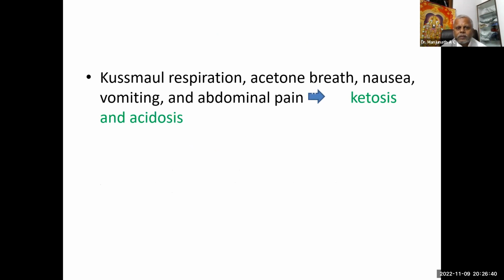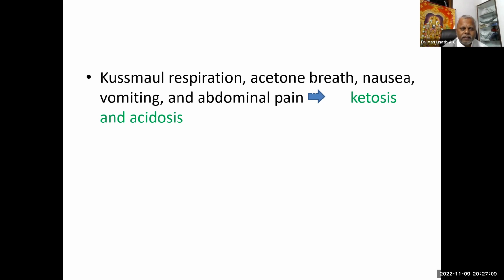The characteristic Kussmaul respiration and acetone fruity breath are common findings in case of a severe one because of the secretion of ketotic acid from the lungs. The nausea and vomiting is sometimes an accompanying symptom, which will further worsen the electrolyte abnormality that we'll see later, and also abdominal pain. All these symptoms are due to ketosis and acidosis.